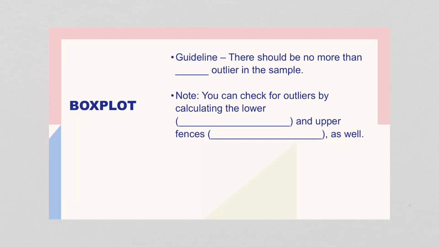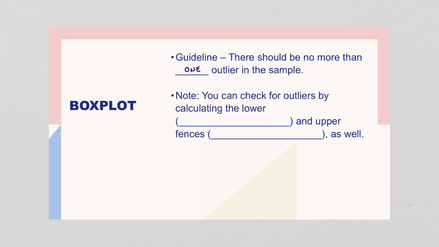The second test that you're going to employ, again, is pulling from Chapter 3 from your text, and that will be the box plot. The guideline is that there should be no more than one outlier in the sample. That's going to be kind of your test here. Once you've constructed your box plot, and we're going to do this on the calculator, we'll go through that process, you want to make sure that you only have one or no outliers.